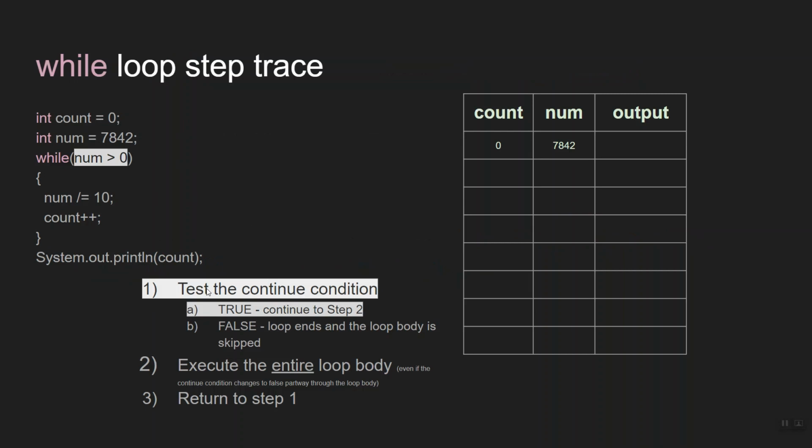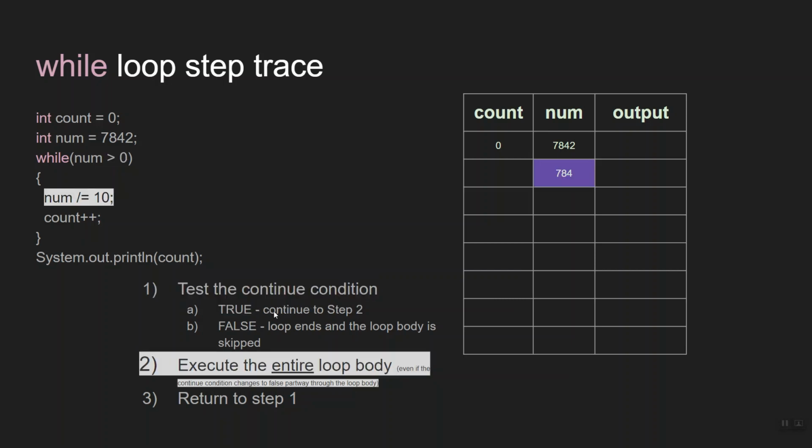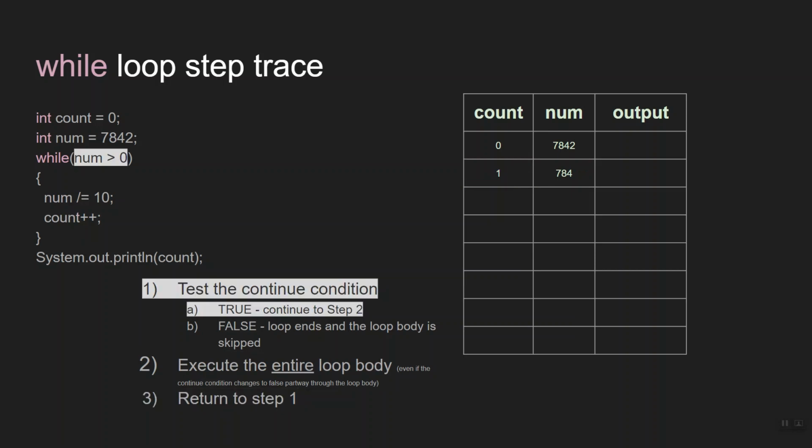So let's take a look at this. We start off with a count value of 0, a num value of 7,842, and our first step here is to evaluate or to check whether or not num is greater than 0. Since it is true that num is greater than 0, we are going to continue to step 2, where we divide num by 10 and then reassign that to the num value. It will now hold 784. We then increase count to 1, and we return to step 1 to evaluate if 784 is greater than 0.